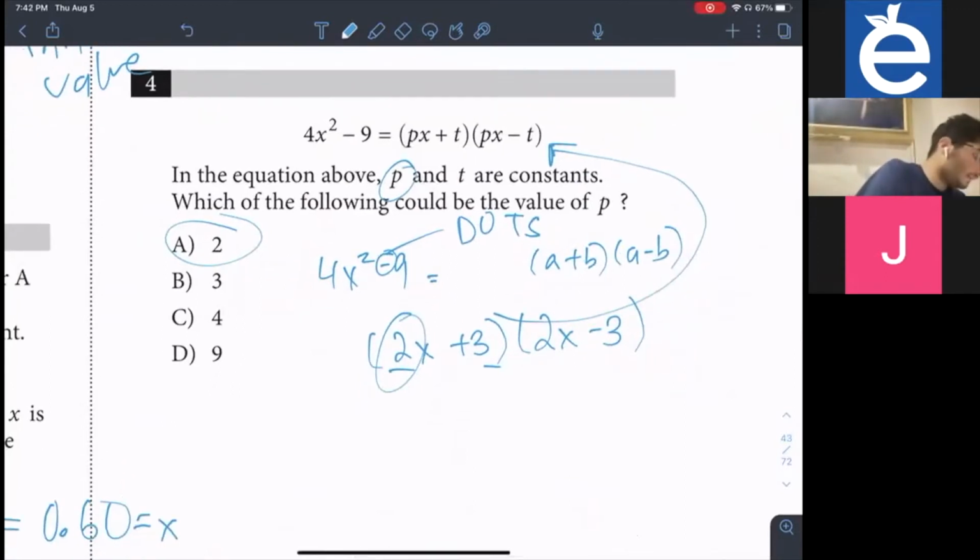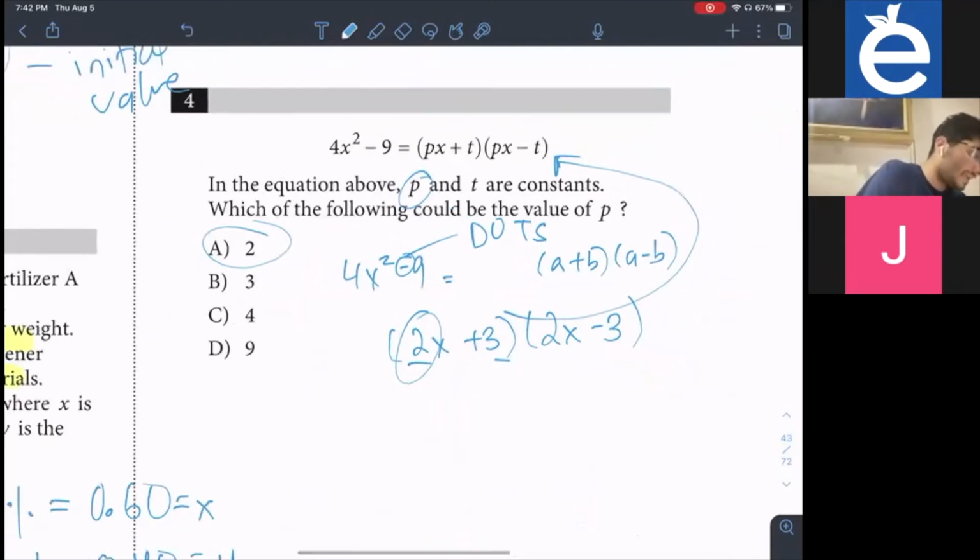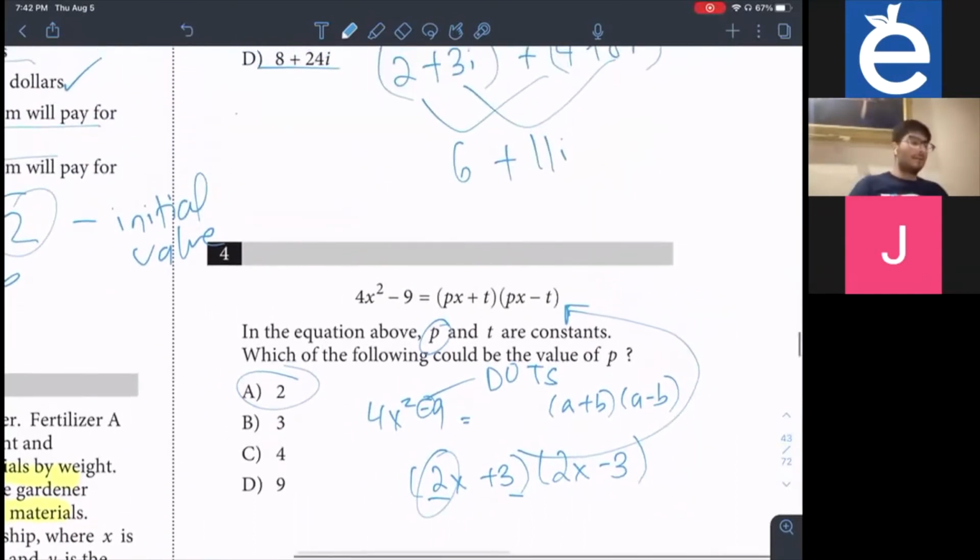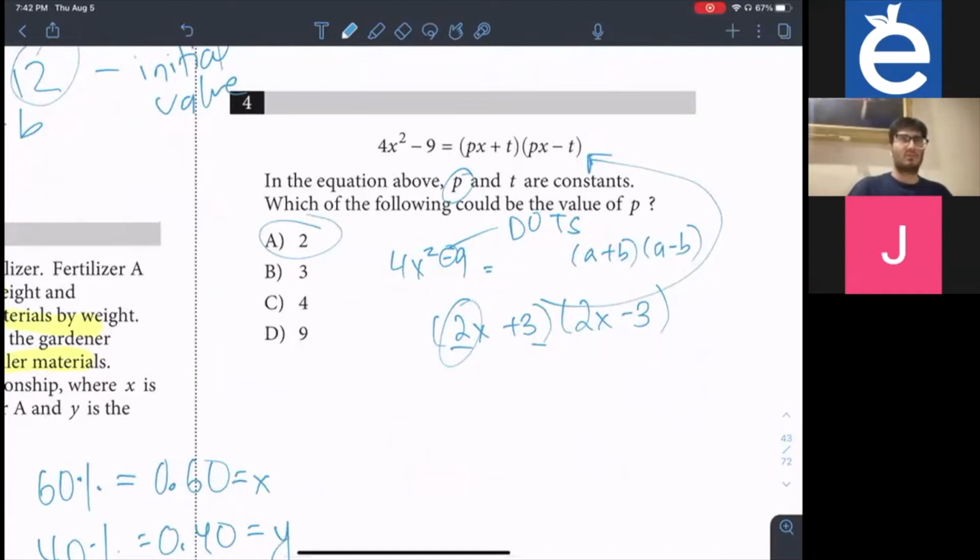So question 4 is choice A, 2, because we identified that it was a difference of two squares problem, and then we just identified what p was, which is what they were looking for.